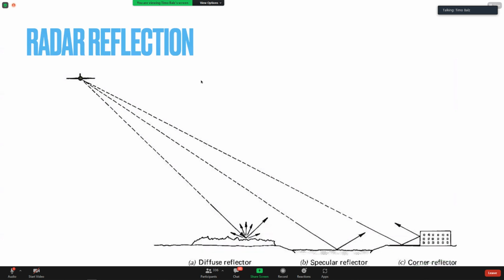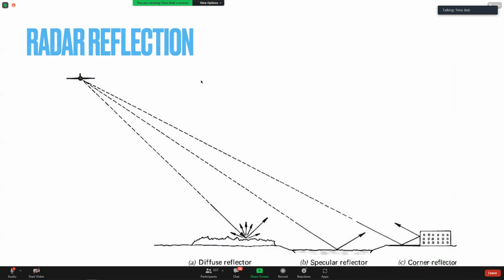So only a very small fraction of the energy is coming back to the sensor, but something is going to come back. While if you have a specular reflection, a lot of the energy is reflected away in one direction, but that direction is away from your sensor, and you get nothing back. So that pixel would be very black. Okay, it's a black pixel. You don't get any energy back.